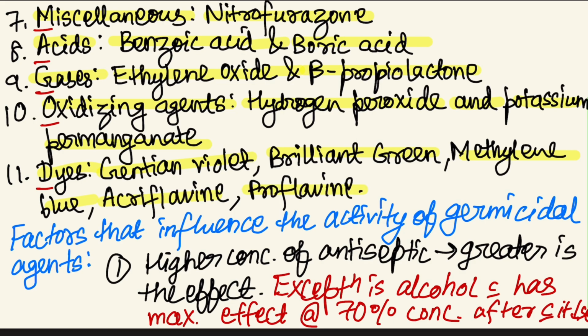So the factors which influence the activity of these germicidal agents include concentration of the antiseptic. The higher the concentration of antiseptic, the greater will be the effect of the antiseptic. But there is one exception to this, that is alcohol. It has the maximum effect at a concentration of 70%, and the antiseptic activity decreases over 90% concentration of the alcohol.